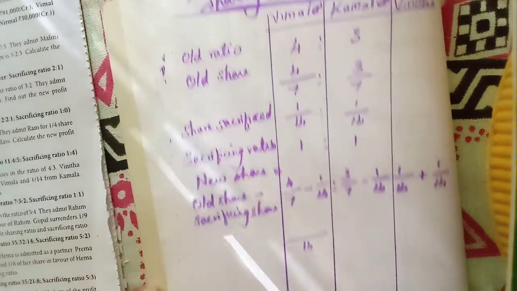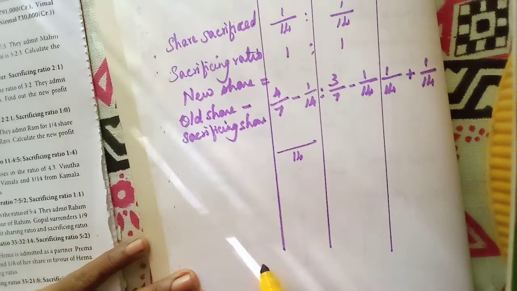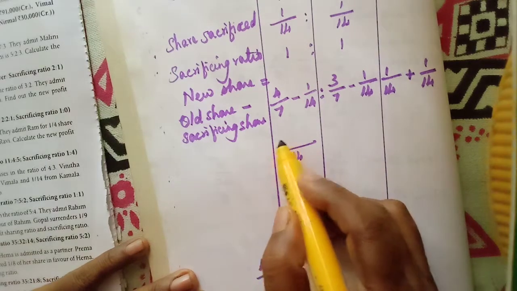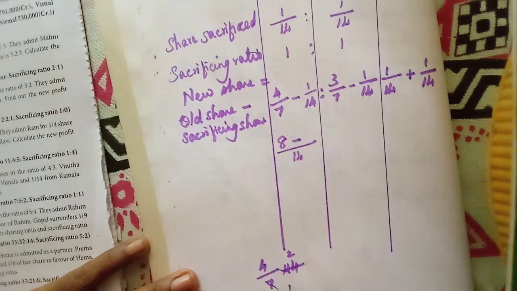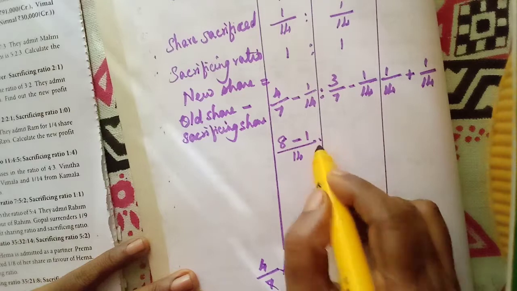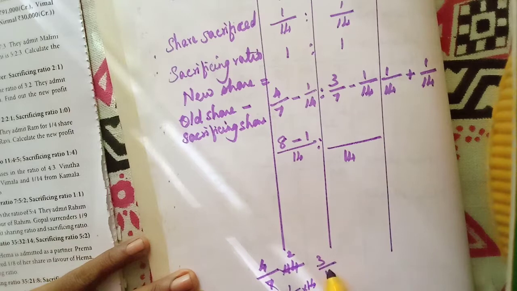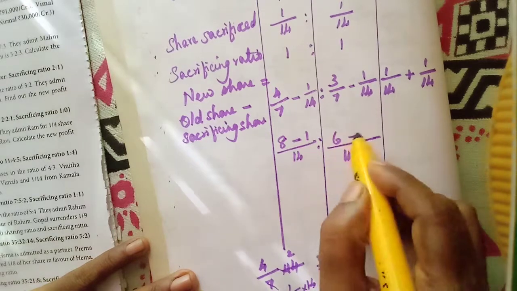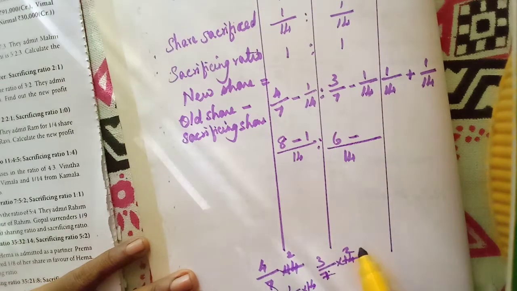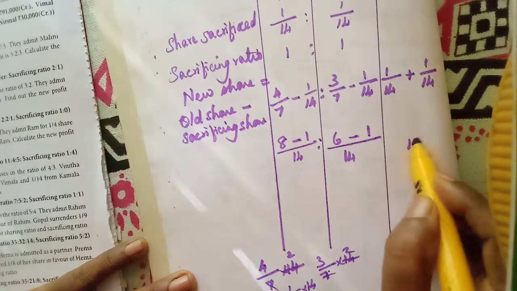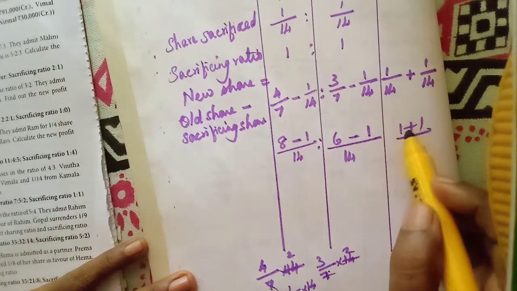Here now we need to calculate, isn't it? 4/7 into LCM 14, that is 2, into 4, 8. Minus the next fraction 1/14, into 14, 1. Then 3/7 into 14, that is 6, minus 1 by 14 into 14, 1 only we will get. Here LCM 14, 1 plus 1.